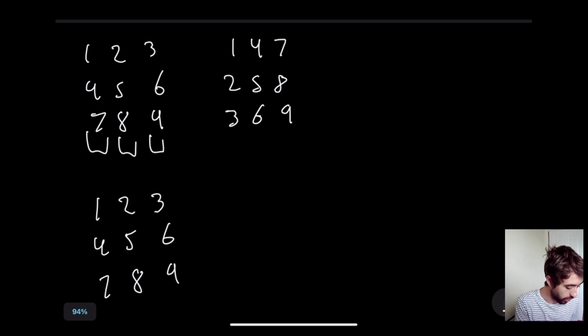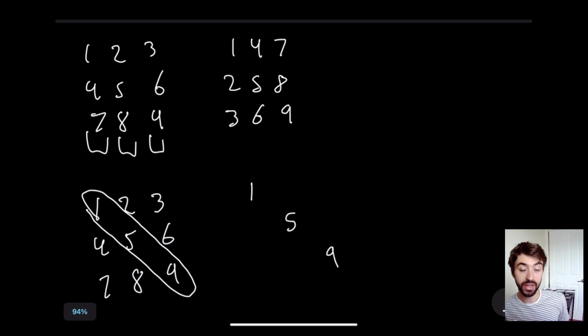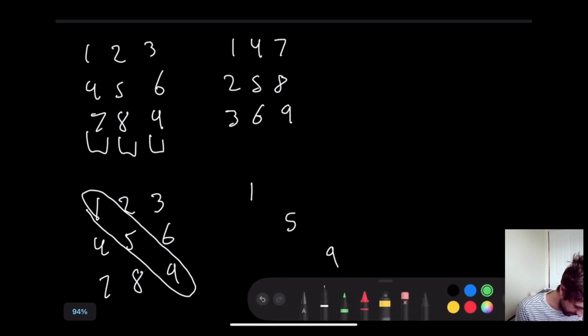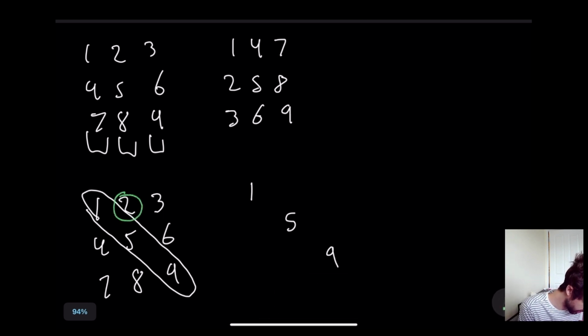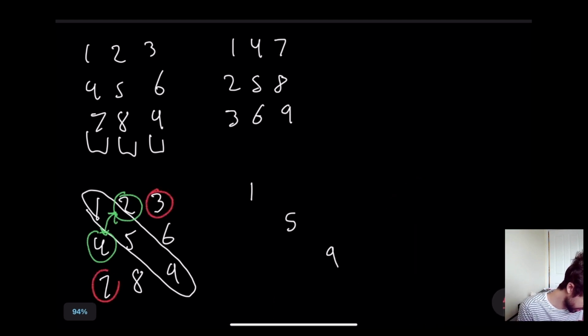But if we hold the diagonal constant, the diagonal, of course, is this chain of values here in the middle. If we hold the diagonal constant, all we need to do is swap the values around the diagonal. And what that means is we take these, let me get a different color. We take these two and swap them. Then we take these two and swap them.